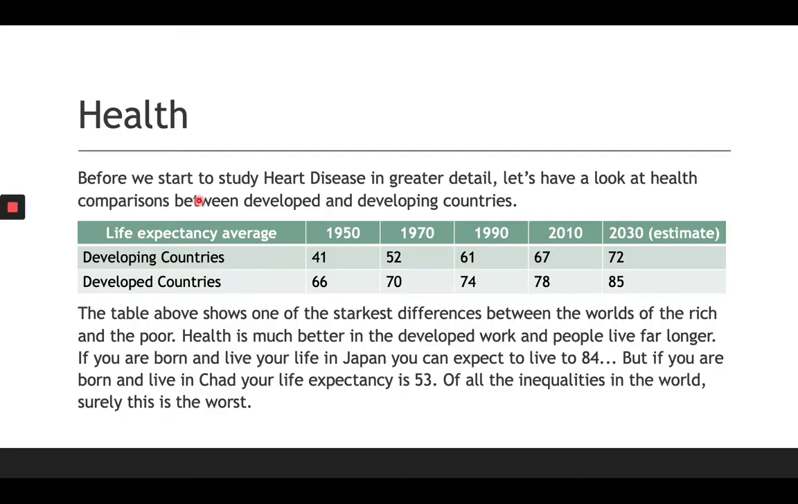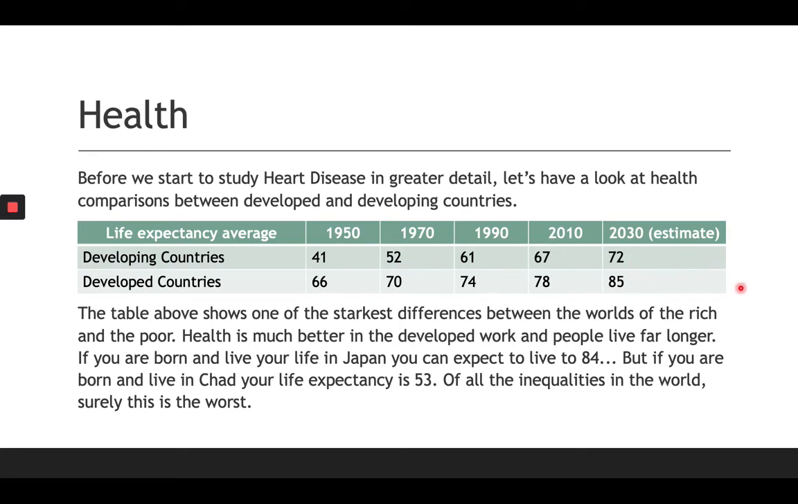So, before we start to study heart disease in a lot of detail, we're going to have to look at health comparisons between developed and developing countries. So if you have a look at this wee table here, we've got life expectancy as an average across developing countries and developed countries. So 1950, the average life expectancy was 41 in developing countries compared to 66 in developed. And by 2010, that was 67 and 78. And they're estimating by 2030 it'll be 72 and 85.